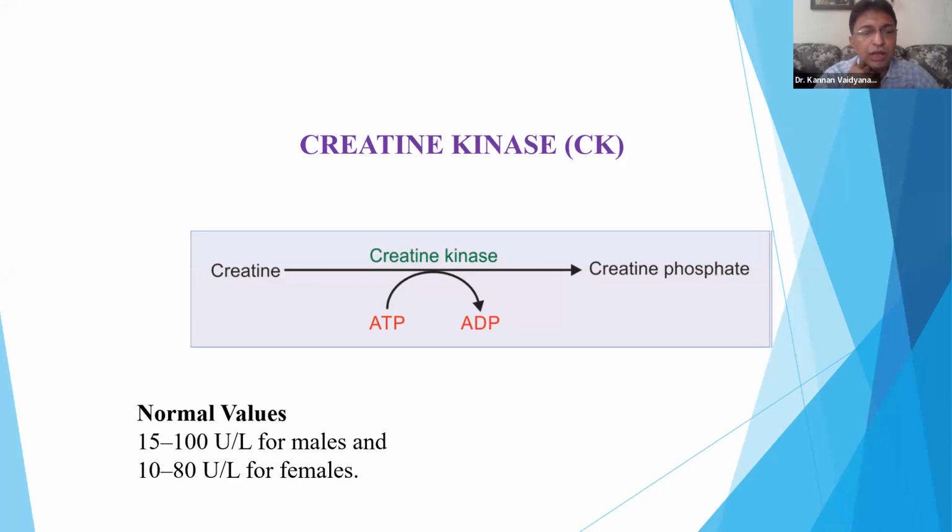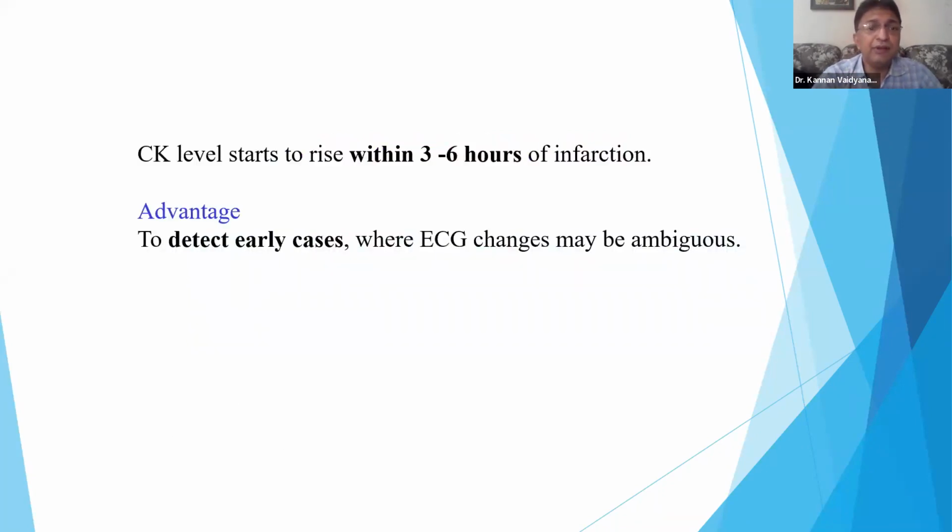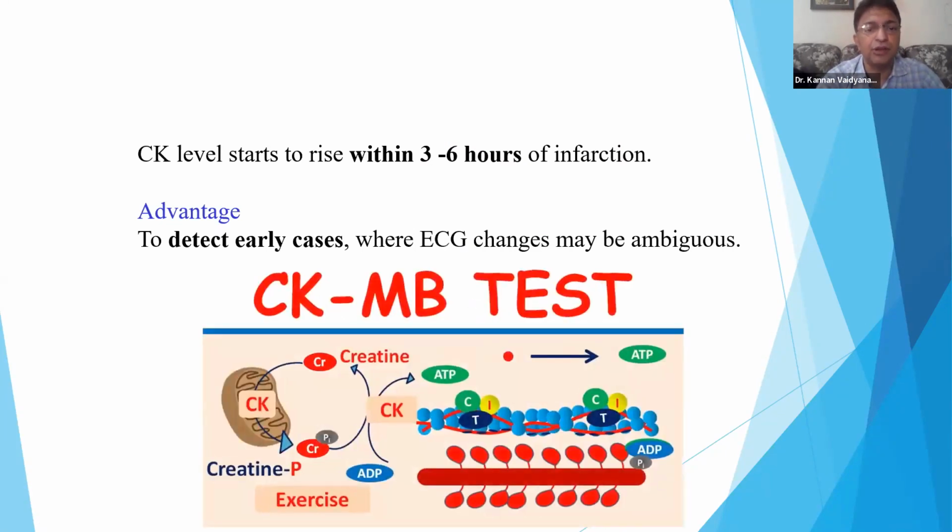The normal value is about 15 to 100 units per liter for males and 10 to 80 units per liter for females. Now, CK will start to rise about 3 to 6 hours after infarction, and the advantage is early detection of cases even when ECG changes are ambiguous. So that's also the advantage. Like the troponin, which is setting in about 4 hours, CK also tends to elevate about 3 to 6 hours after infarction. So the CK-MB test is very commonly used in myocardial infarction.